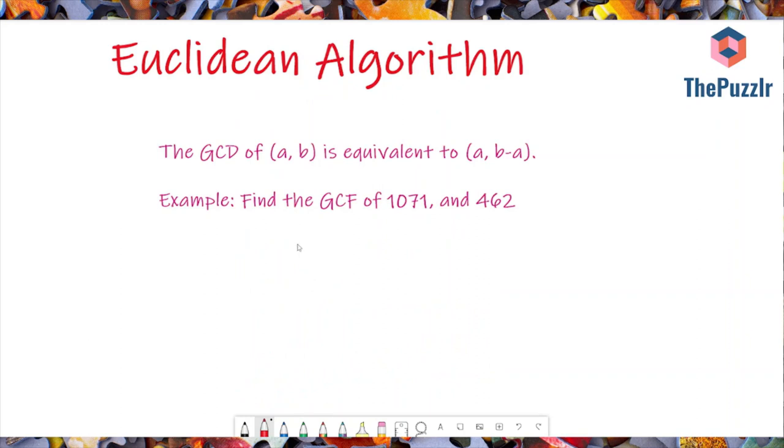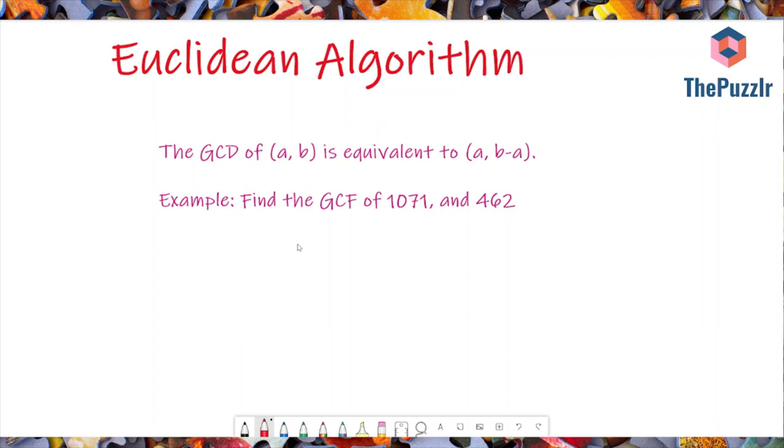Let us now take a quick look at the Euclidean algorithm. The Euclidean algorithm states that the GCD of A, B is equivalent to the GCD of A, B minus A. We're going to look at a quick example of this, and then we're not going to look at a direct problem of the Euclidean algorithm from the AMC 10 because it doesn't really show up directly, but it can sometimes be used to simplify problems.